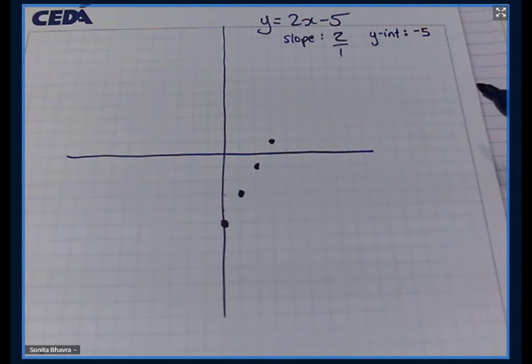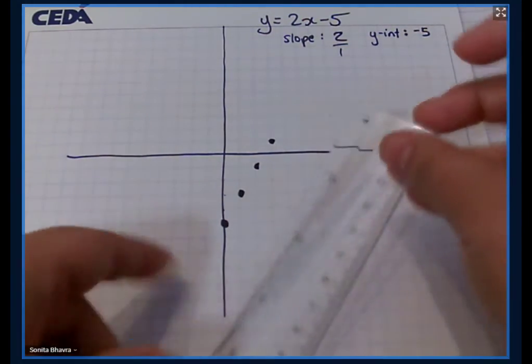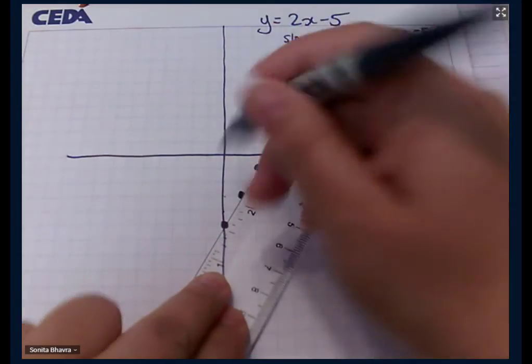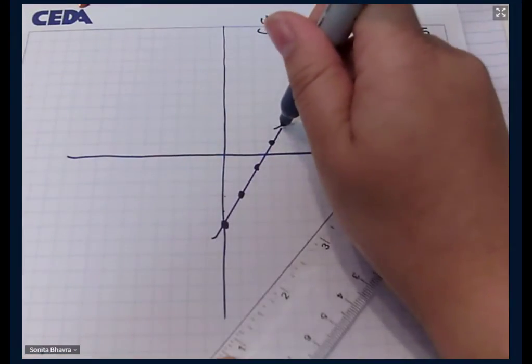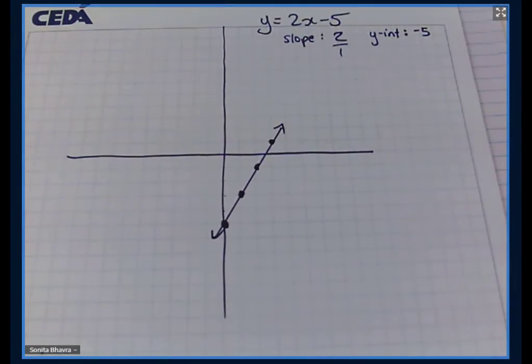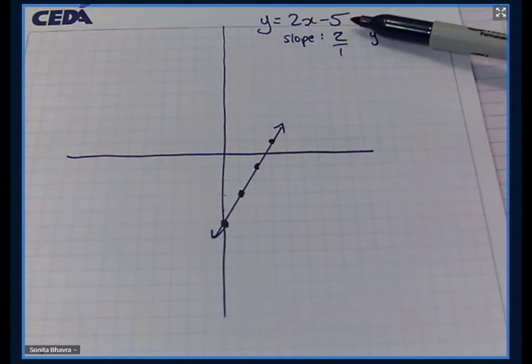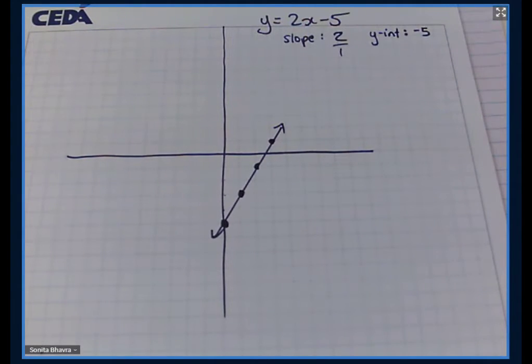And once you have minimum 2 points, you can draw your line. So therefore, just like this, there is our line for that graph. And you can verify this graph as well just by putting this into your graphing calculator, y equals 2x minus 5.